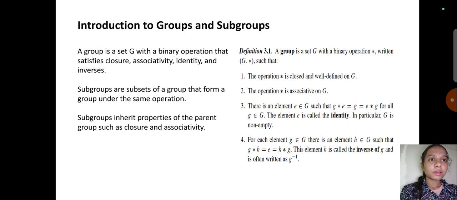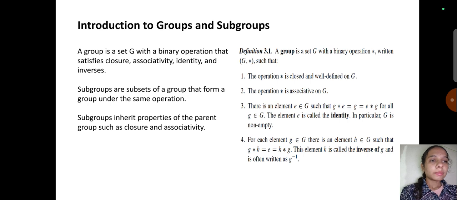The definition of subgroups and groups. A group is a set G with a binary operation star, written (G, star), such that the operation star is closed and well defined on G. The operation star is associative on G. There is an element e belonging to G such that g * e equals g and e * g equals g for all g belonging to capital G. The element e is called the identity. In particular, G is non-empty.